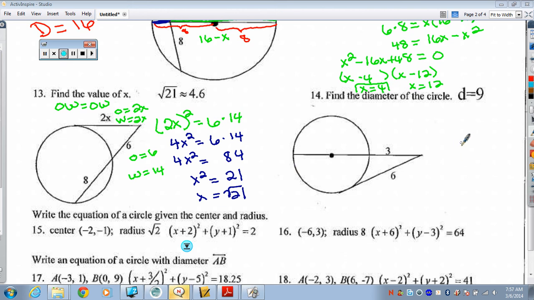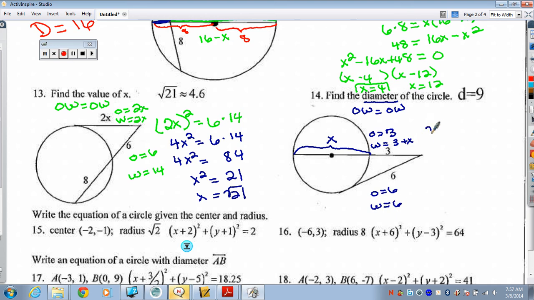All right, number 14. It says find the diameter. This is your outside hole again. We don't know what this part is, but it is the diameter. We're going to let that be x. The outside here is 3. The whole side is 3 plus x. The outside here is 6. The whole side is 6. So this is going to be 3 times 3 plus x equals 6 times 6. So that's 9 plus 3x equals 36. 3x equals 27. X equals 9.